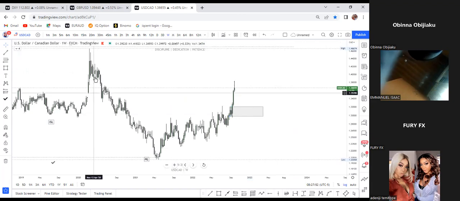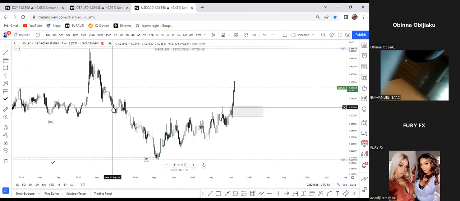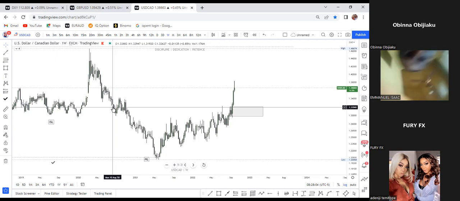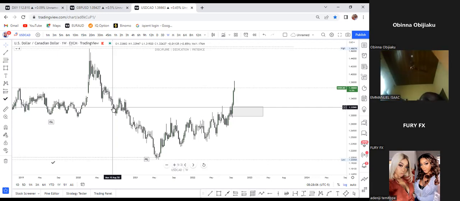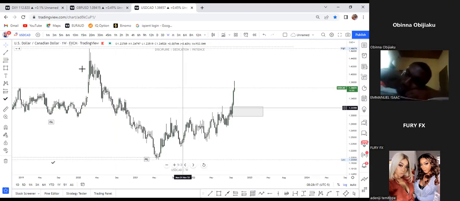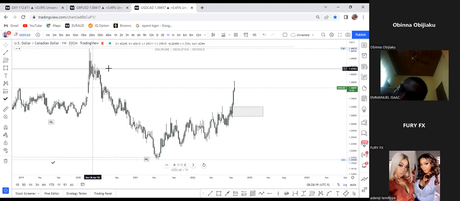What are supply? Bearish order blocks, bearish fair value gaps, bearish mitigation blocks, bearish breakers. All of those are bearish PD arrays. So you cannot be looking to sell in a bullish trend, because bullish PD arrays are taking out bearish PD arrays.